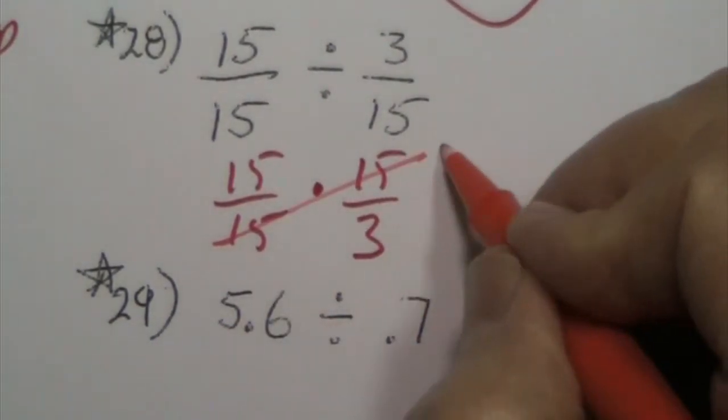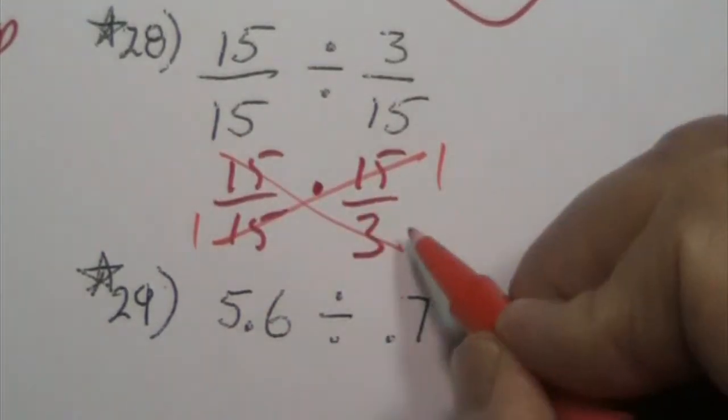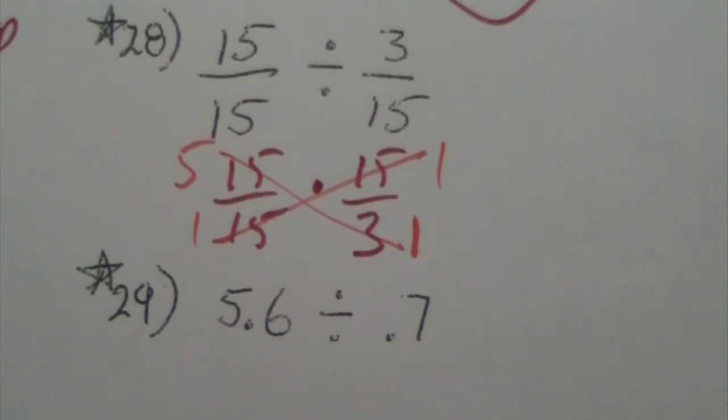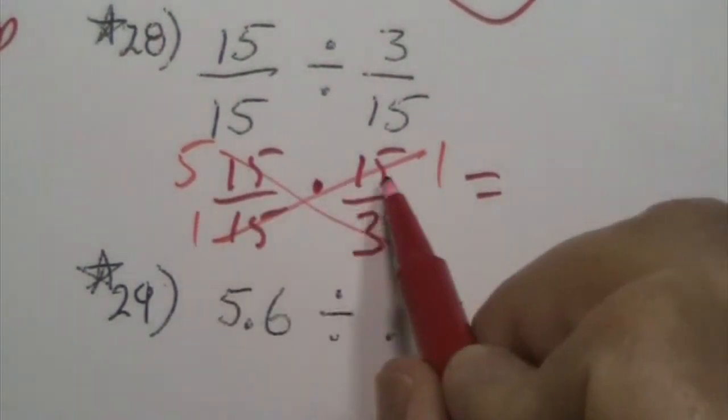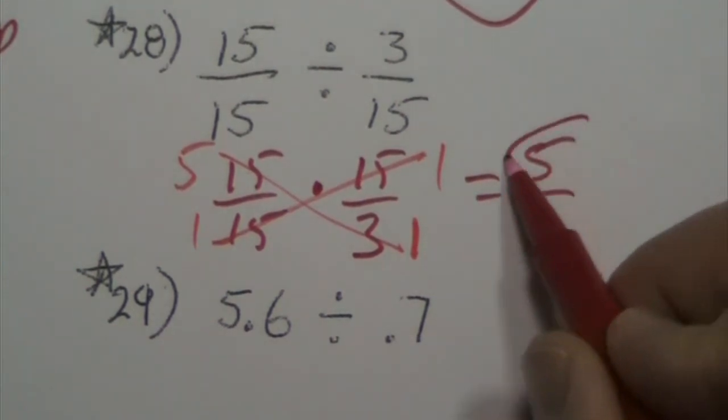15 into 15. You could have went this way, doesn't matter. 3 into 15. 3 goes in there once. 3 goes into 15, 5. 5 times 1 is 5. 1 times 1 is 1. So the answer is just 5.